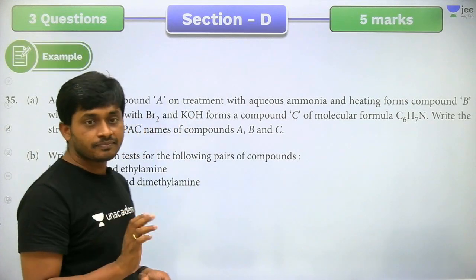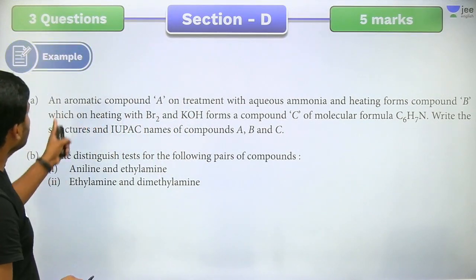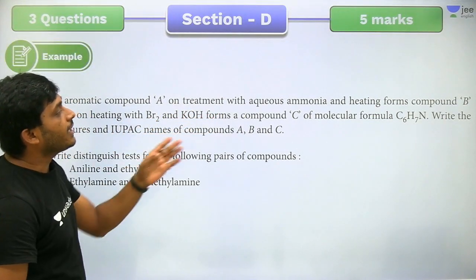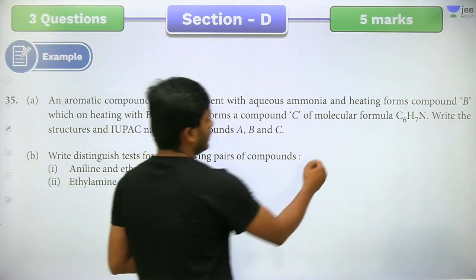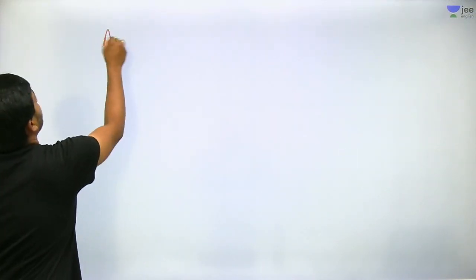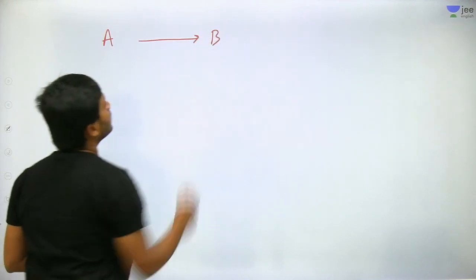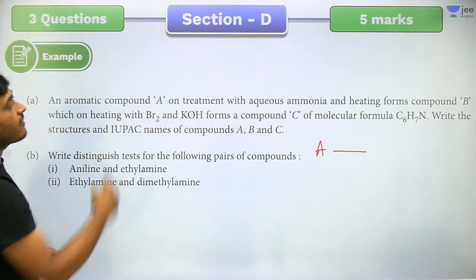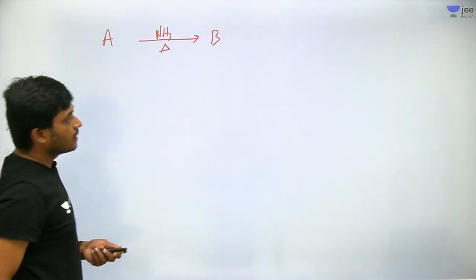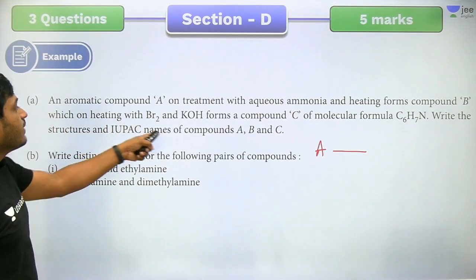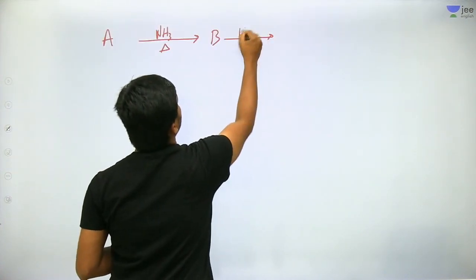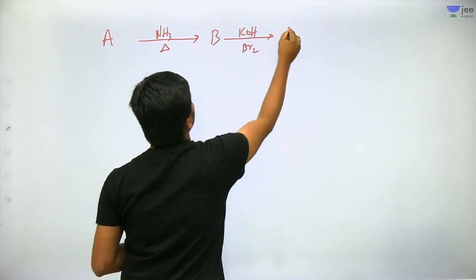That takes time, correct? See here, aromatic compound A on treatment with aqueous ammonia and heating forms B. A is forming B, so aromatic compound forming B with aqueous ammonia and heating. Which on heating with Br2 and KOH forms a compound C. KOH, Br2 forms compound C.